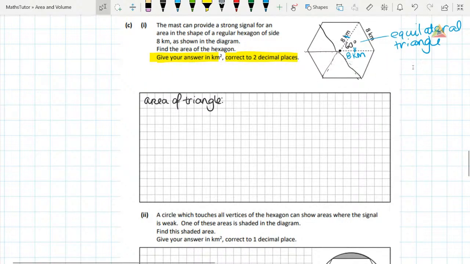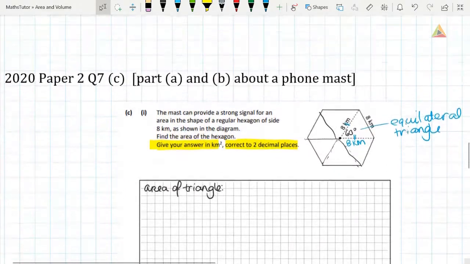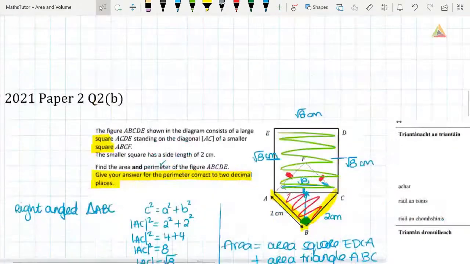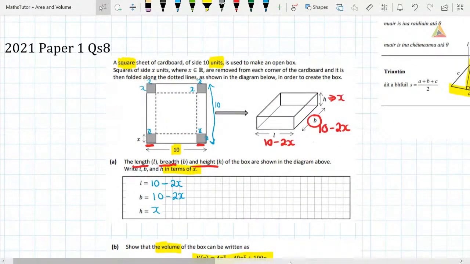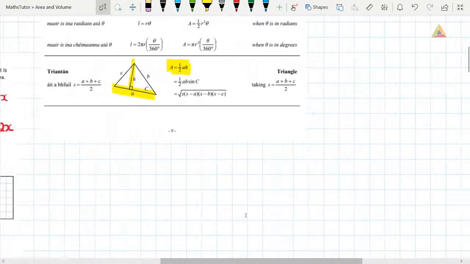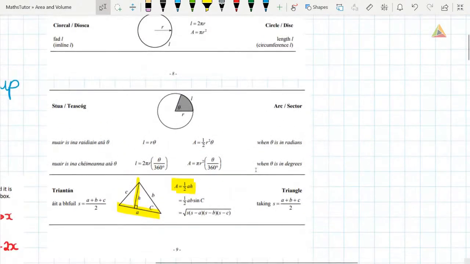So we saw one formula already from our tables of working out our area of a triangle, and it said half the base by the perpendicular height. So we don't have a perpendicular height. I have no right angle in this equilateral triangle.